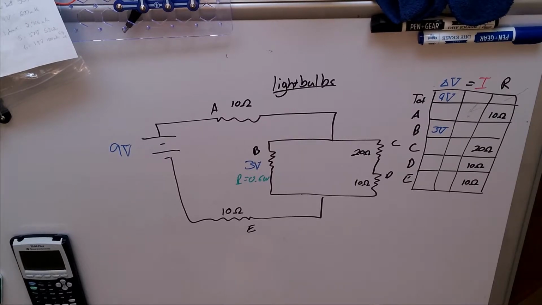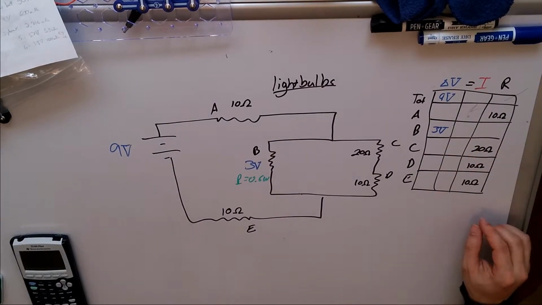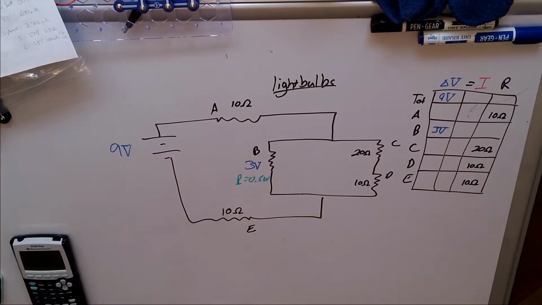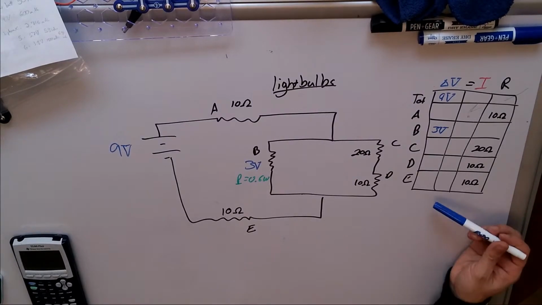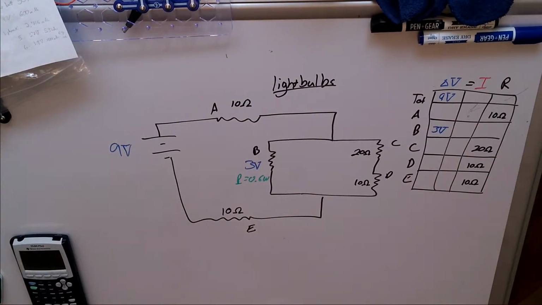Now, I filled in parts of my table, and I don't know what to do, actually. I don't have any rows that I can fill anything in. I've only got one piece of information in each row. I can't use junction rule because I know nothing about the currents. Maybe I can apply loop rule. So let's go ahead and do loop rule. Let's get started on this.